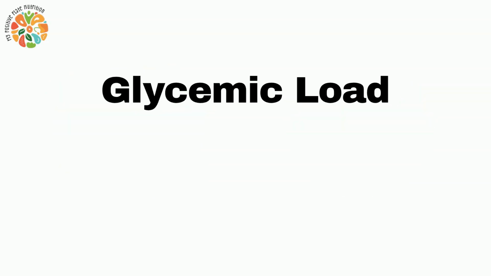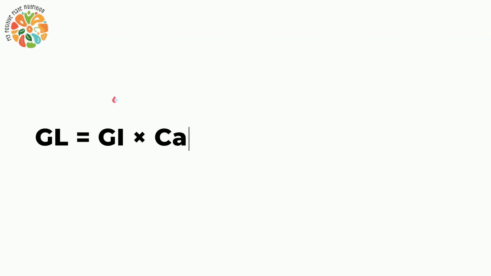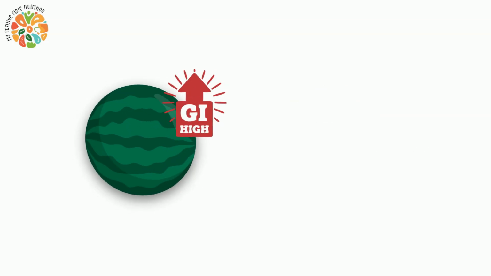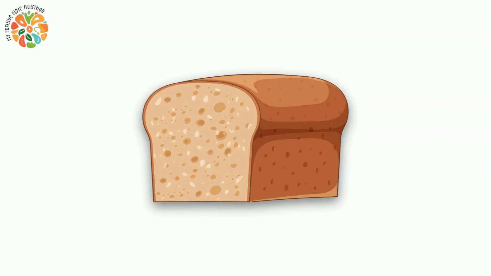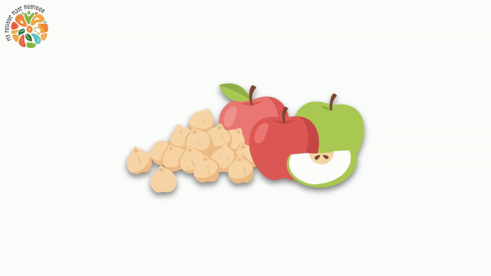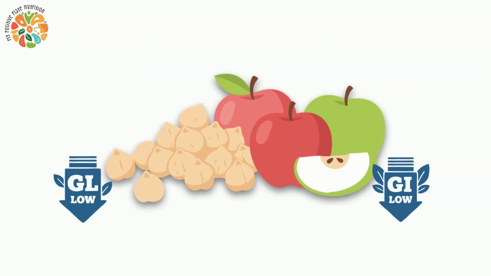Glycemic load, or GL, on the other hand, gives a fuller picture. It combines how fast a food raises blood sugar with how much carbohydrate is in a typical serving. Watermelon has a high glycemic index, but a small slice has low glycemic load, so it's fine in moderation. White bread: high GI and high GL, it spikes blood sugar fast and hard. Chickpeas and apples: low GI and low GL, gentle on blood sugar.